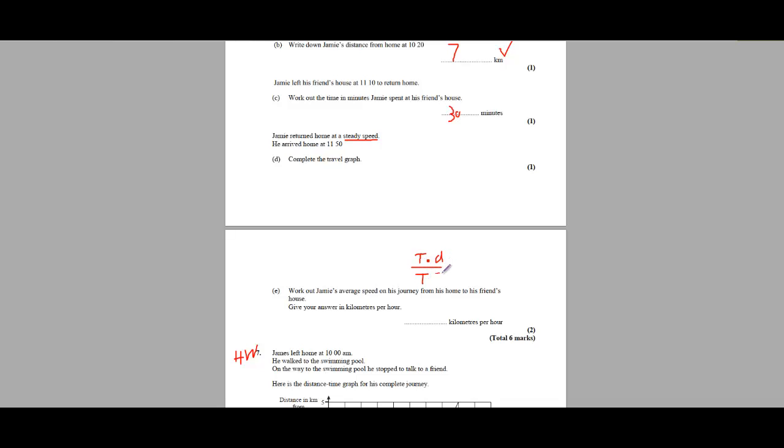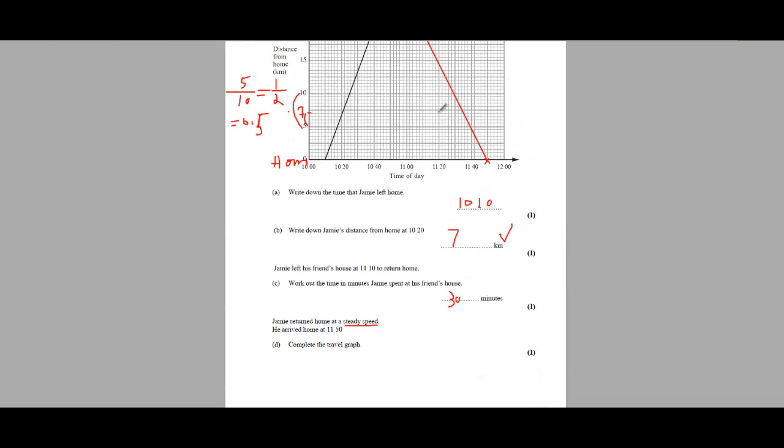The total distance is 20 kilometers from one side and 20 kilometers from the second side. So he covered 20 kilometers going up and 20 kilometers going down. The total time he spent in his journey is from 10:10 to 11:50. What is the time spent? How many minutes did he spend over here?